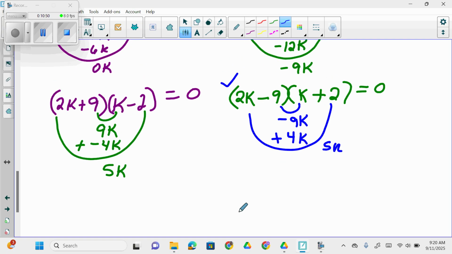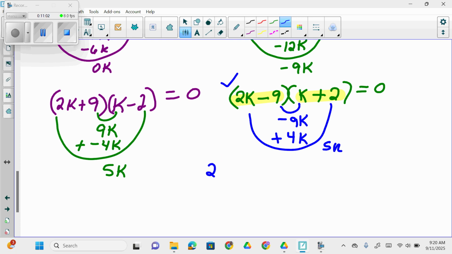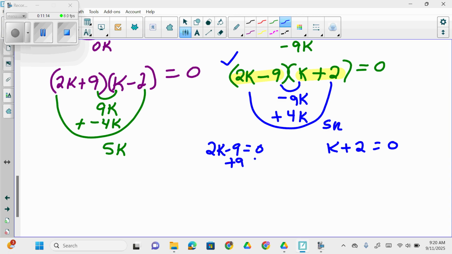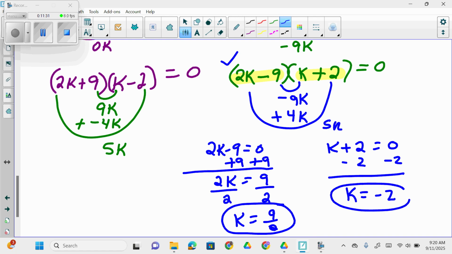But since I have an equal sign this time, I have to go one step further, and I have to solve these two equations. So I take whatever has a variable, and I have to set those equal to 0. So I'm going to take 2k minus 9 and k plus 2, and I'm setting up equations equal to 0. I'm going to solve these. I'm going to add 9, and I'm going to divide by 2. So one of my answers is 9 over 2. And the other one, I'm just going to subtract the 2. And those would be my two solutions.